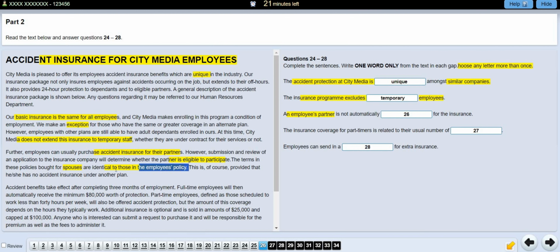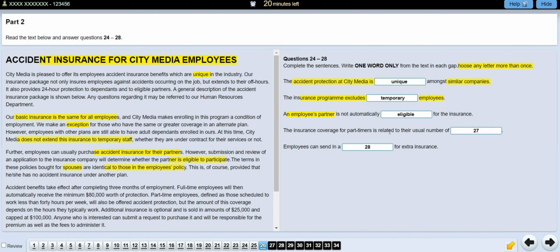The terms for spouses are identical to those of the employee policy. However, the submission and review of the application to the insurance company will determine whether the partner of the employee is eligible. An employee partner is not automatically eligible for insurance, because the partners have the same terms as the employee policy.